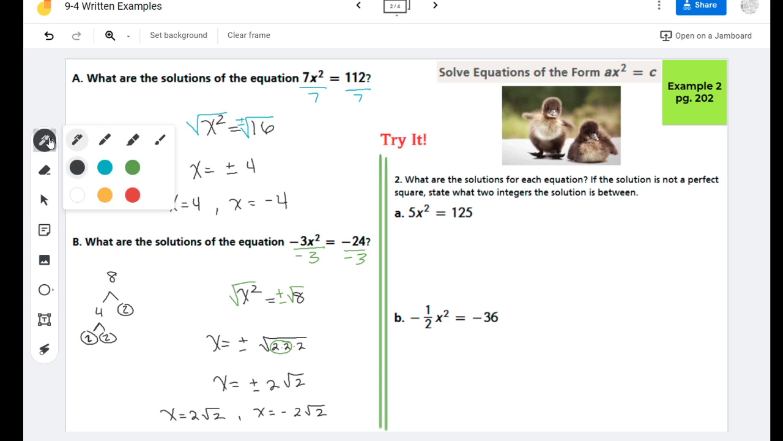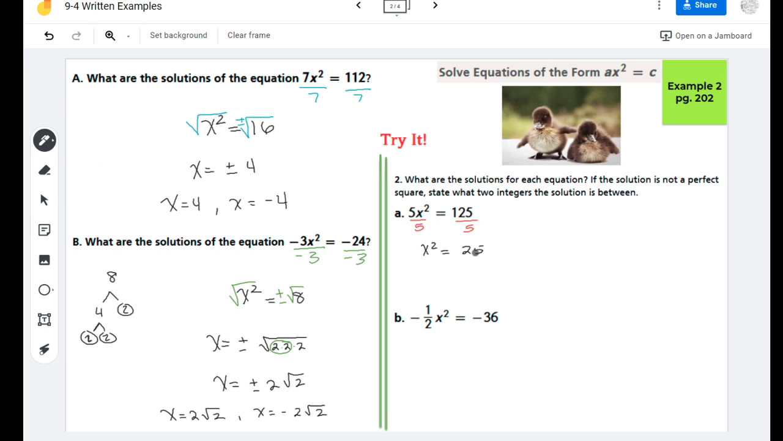So now let's do this with the next one. The first thing, I need to divide to get rid of the number in front of the x squared. So when I divide by 5, I get x squared equals 25. And then to get rid of the square, I take the square root. Don't forget to put your plus or minus in front of the radical. So I get x equals plus or minus, the square root of 25 is 5. So my two potential solutions are x equals 5 and x equals negative 5.